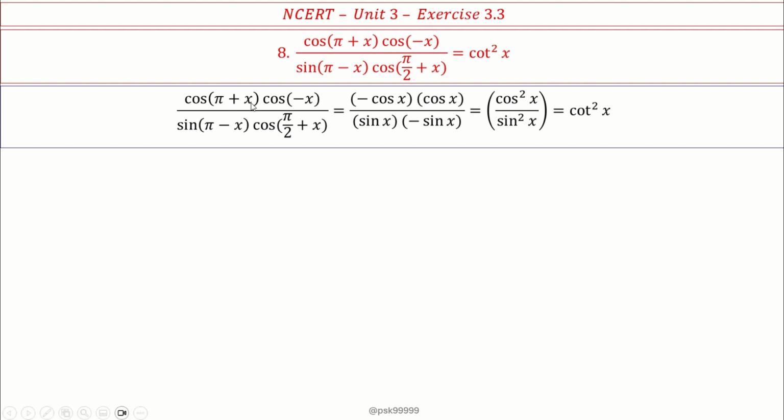Cos(pi plus x) will go into the third quadrant, so it is minus cos x. Sin(pi minus x) is in the second quadrant, so it is positive. And cos(pi by 2 plus x) is nothing but minus sin x.